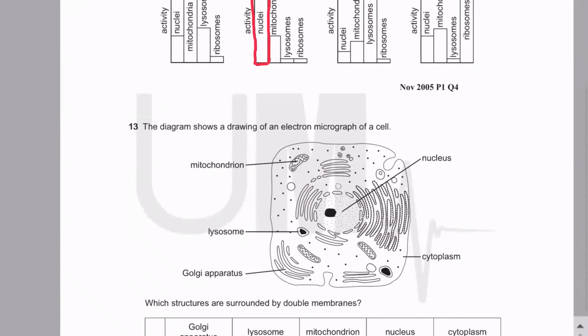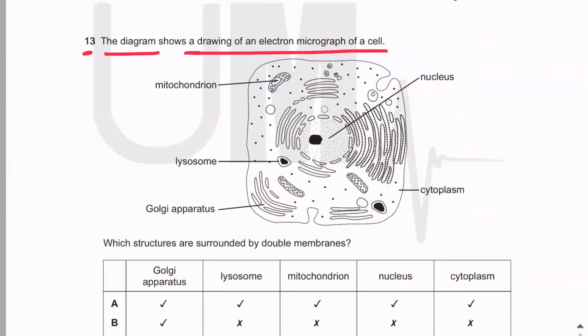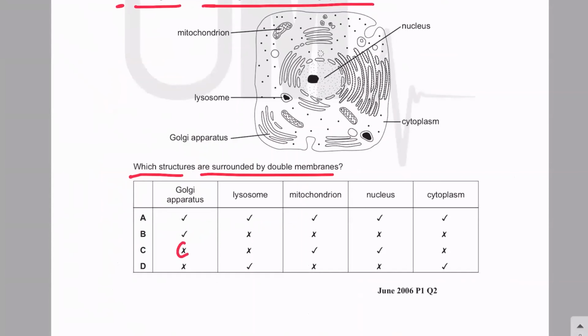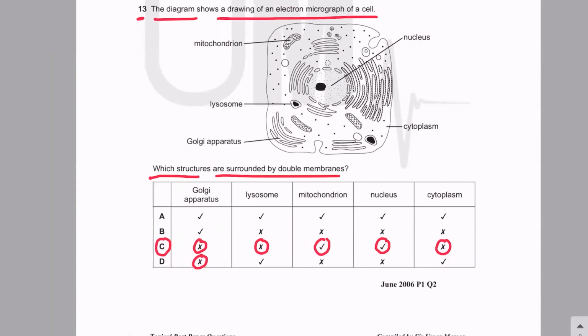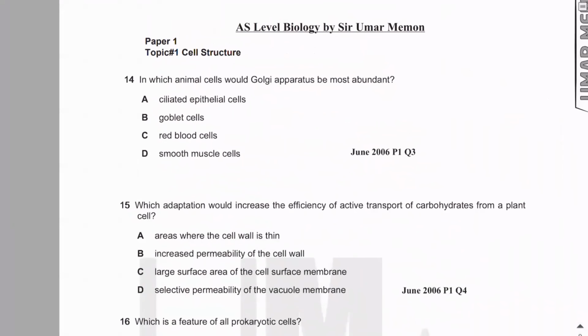Okay. Let's move on to MCQ number 13. The diagram shows a drawing of an electron micrograph of a cell. So this is a drawing of a picture taken from an electron microscope, and the picture is of a cell. This is an animal cell. Which structures are surrounded by double membrane? So we discussed that Golgi apparatus is a single membrane bound organelle. It's not surrounded by a double membrane. Same goes for lysosome. However, mitochondrion is surrounded by a double membrane. It's a double membrane bound organelle. So is the nucleus. And cytoplasm is not surrounded by a double membrane. Cytoplasm is surrounded by a single membrane, that is cell surface membrane. So the answer will be C.